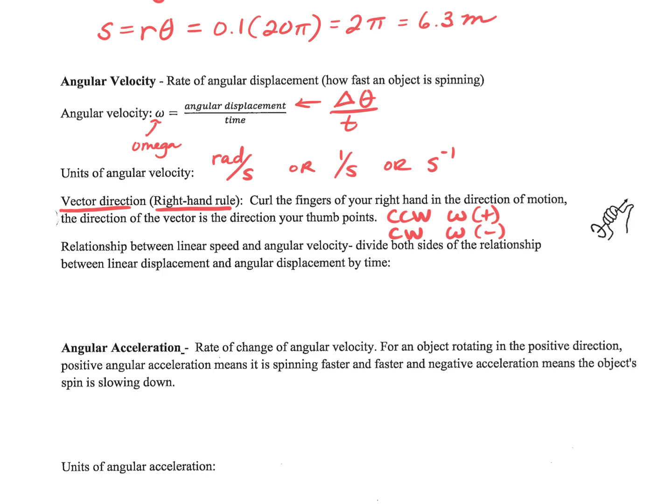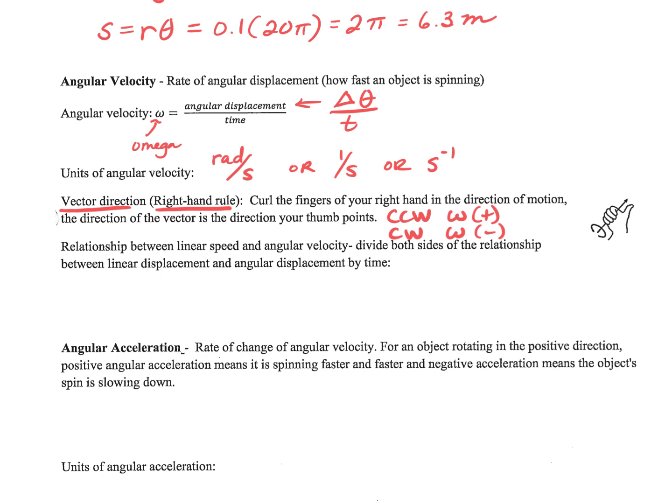Counterclockwise for you guys, positive. Clockwise, negative. And if you think about it looking down at a clock, it really makes more sense, because counterclockwise, your thumb's pointing up. Clockwise, your thumb's pointing down. Okay?